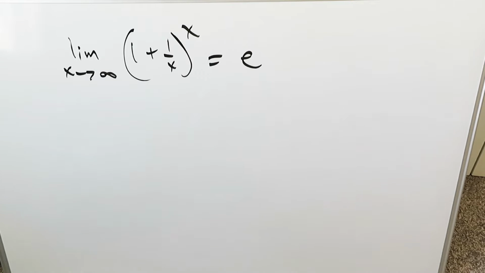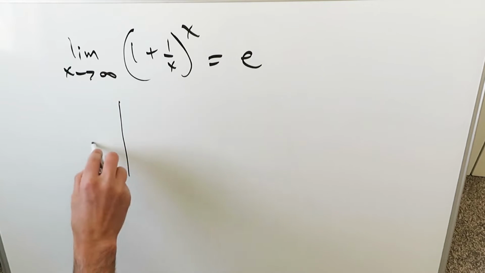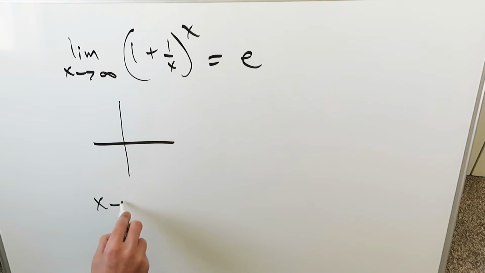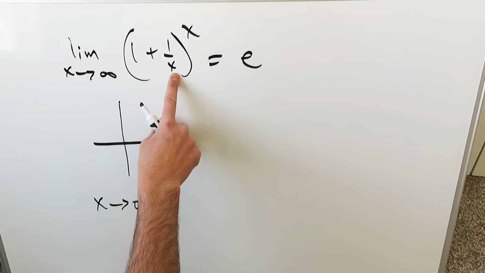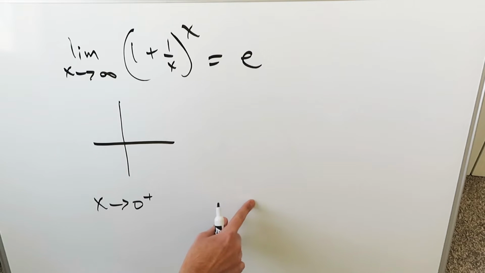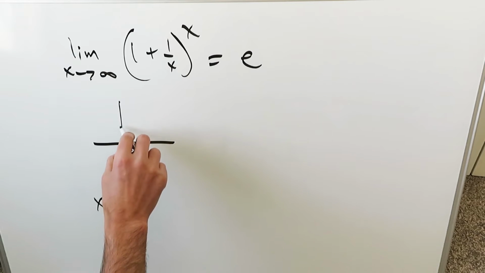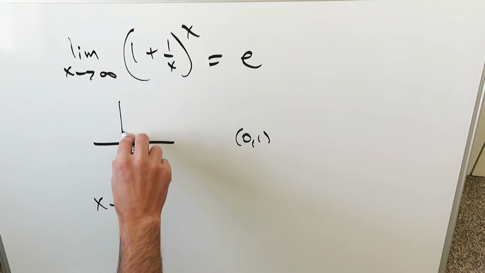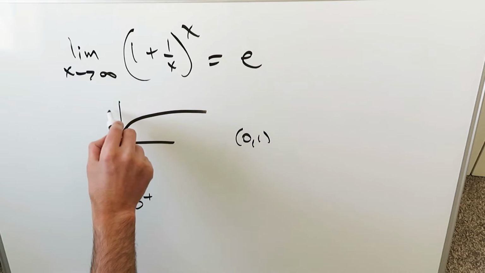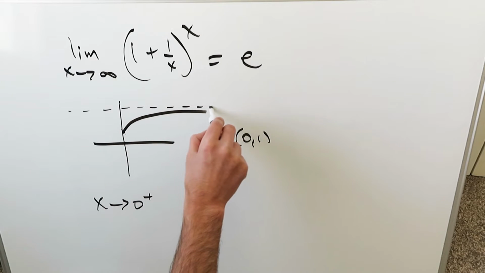Why does it equal e? If you were to graph it out, focusing only on values of x as they approach 0 from the right, because if you put 0 over here, you're going to get 1 over 0. We don't like to see that. But if you approach 0 from the right, what happens is a (0, 1) y-intercept develops, and then your graph goes in this direction, and you're looking at a horizontal asymptote.